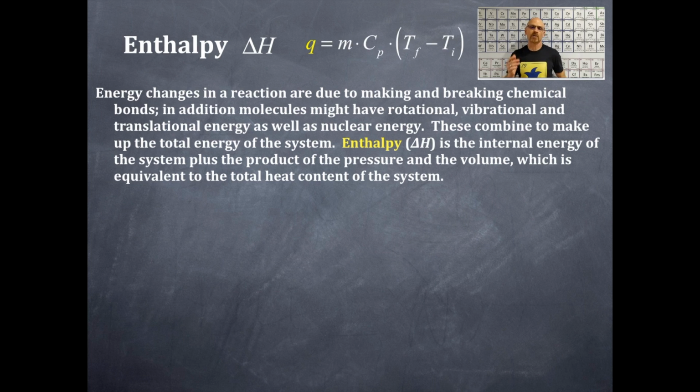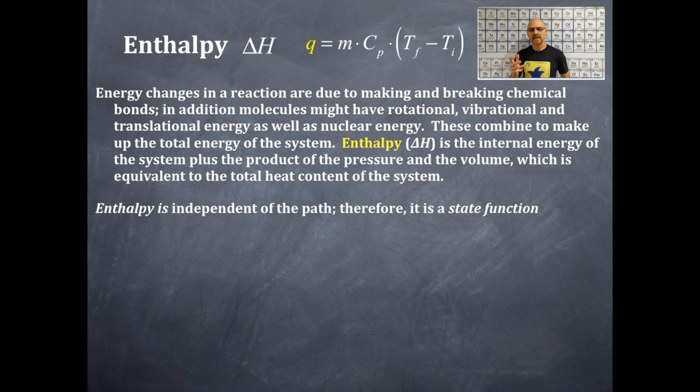Okay, so in previous calculations we have been using this equation, Q equals mc delta T. And the Q is the enthalpy term, it's the heat content that you've been calculating. Enthalpy is independent of path, and therefore it is called a state function.